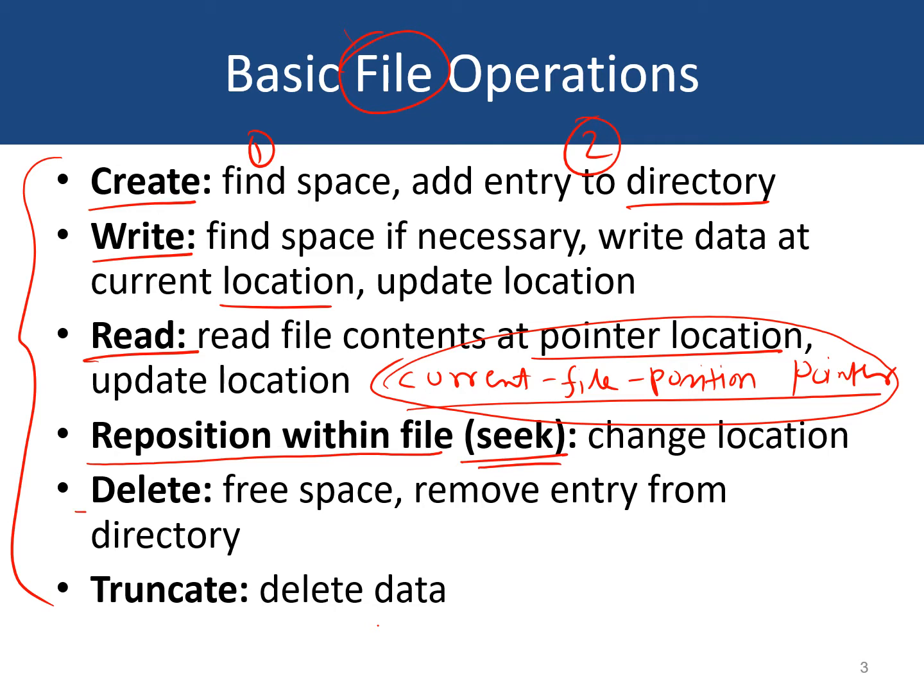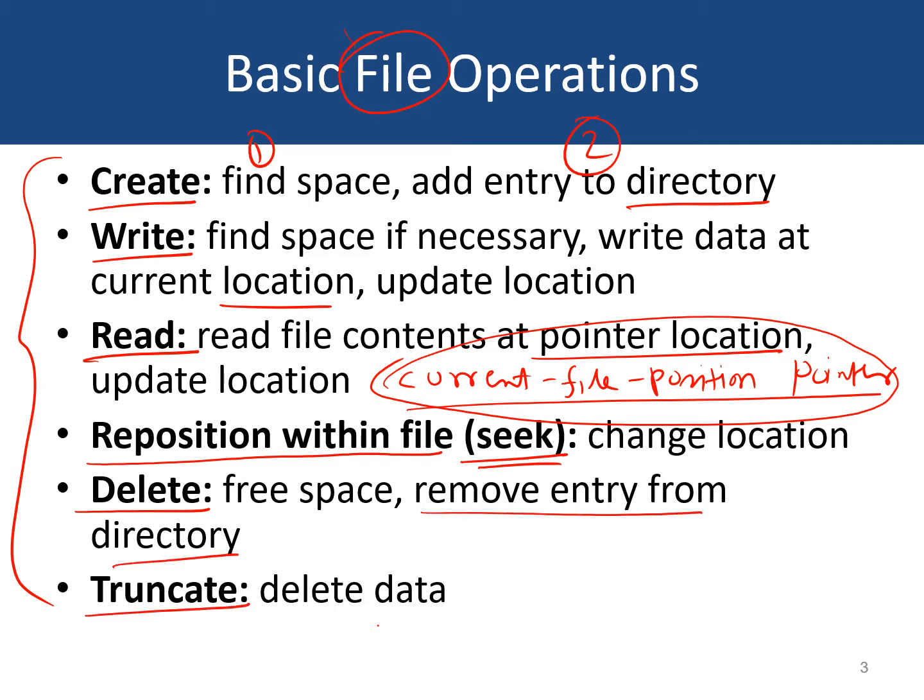The fifth operation is deleting a file. To delete a file, essentially we search the directory again for the file that is named. After finding this associated directory entry, we release all the file space so that it can be reused by other files, and we erase the directory entry.